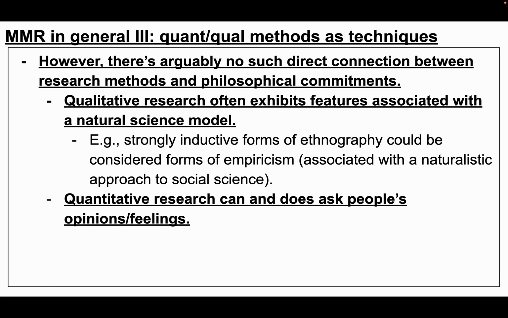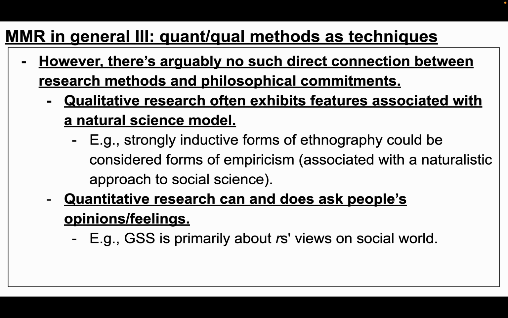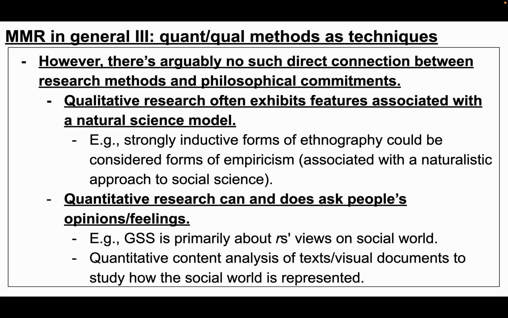By the way, quantitative research, as we've seen, just another example of how these things might get mixed up, can and does ask people's opinions and feelings. Now, we might say that it doesn't always do that super well, but still a lot of survey research, for example, the GSS, is primarily about people's social views. And also quantitative content analysis of text and visual documents is increasingly important. It's a big part, again, of the sort of machine learning stream of research, and it's worth keeping this in mind.